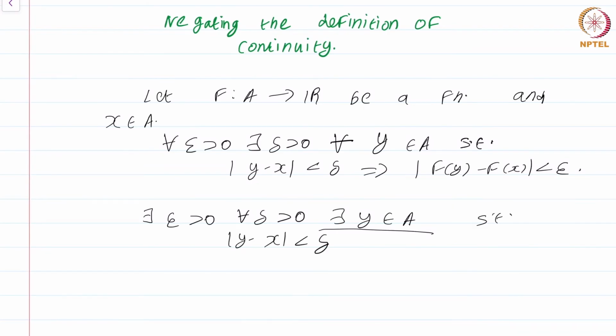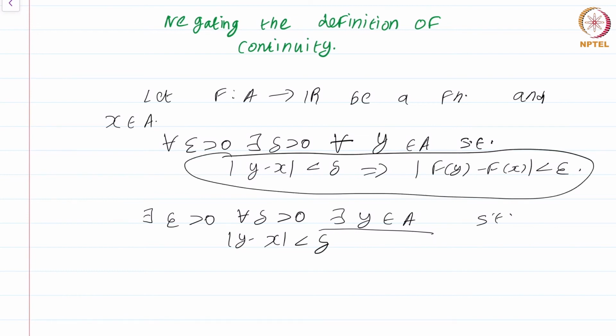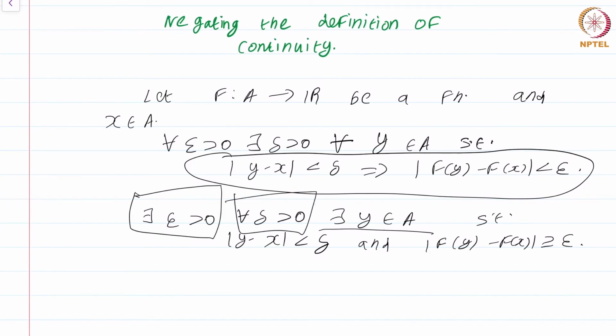So how do you negate an implication? Well, the antecedent should be true, but the consequent should be false, such that mod y minus x less than delta and mod f of y minus f of x is greater than or equal to epsilon. Okay, so what is this definition saying? There is some epsilon greater than 0 such that no matter what delta you choose, there will be some element y in A that satisfies mod y minus x less than delta, but nevertheless mod f of y minus f of x is greater than or equal to epsilon.